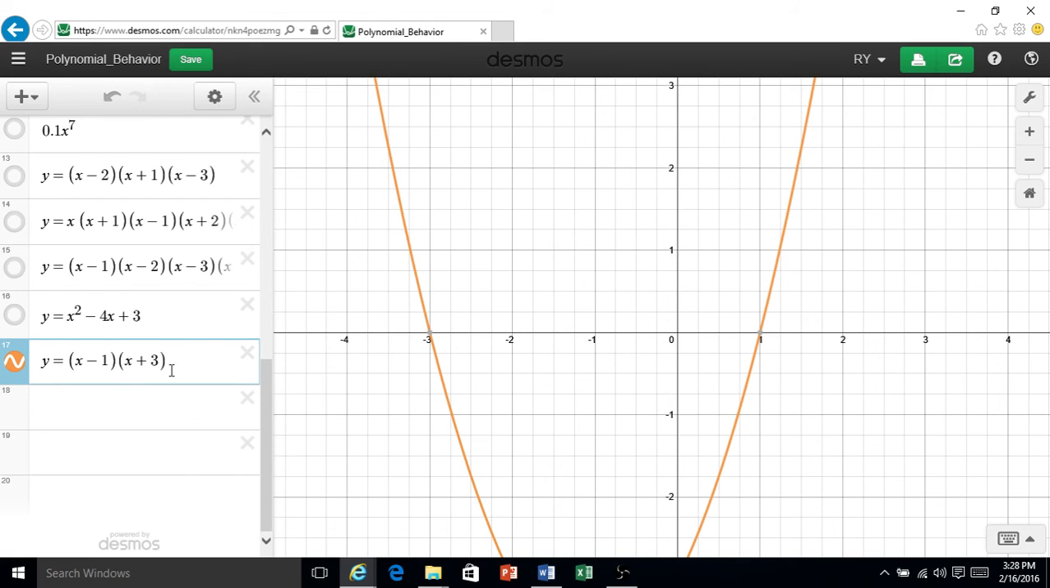So this is the preferred form of writing a polynomial. Now you can't always factor a polynomial. If it doesn't have real roots, it's tricky to factor, and then you have to start thinking about complex numbers.